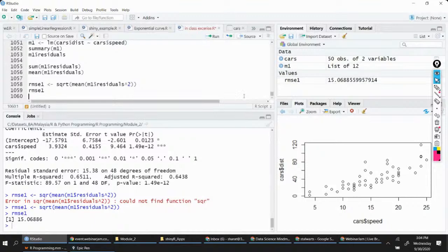So, how do I improve this equation is the question.